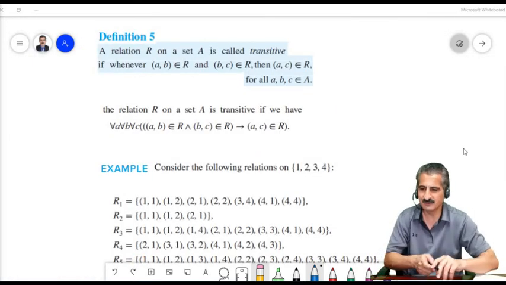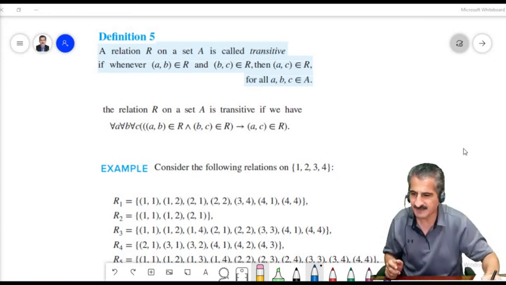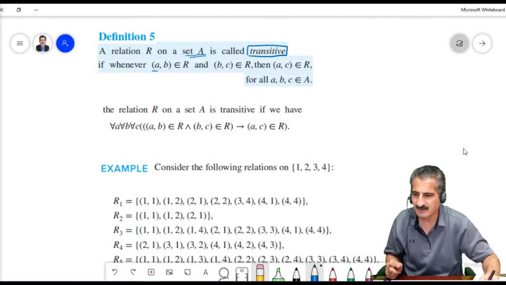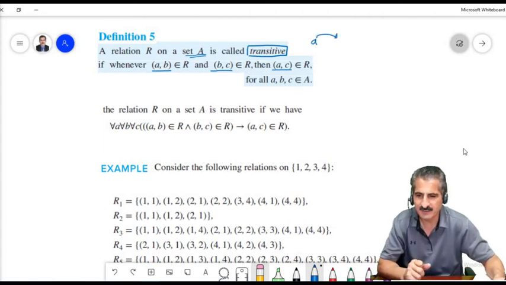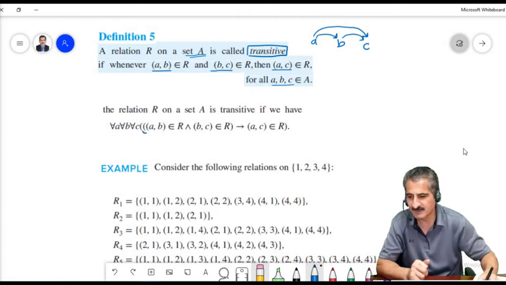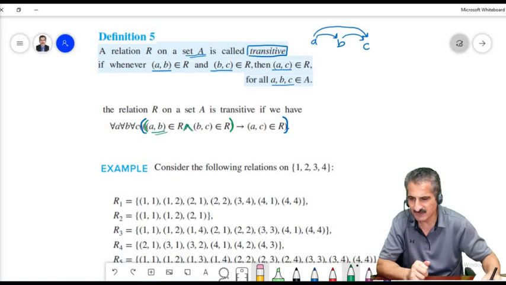A relation is called transitive. So we are defining a relation on a set A, from A to A. It will be called transitive if A is related to B and B is related to C, then A must be related to C. So A related to B and B related to C, then we must have A related to C, for every A, B, and C. Using quantifiers: for every A, B, C, if AB belongs to R and BC belongs to R, then we must have that AC belongs to R.